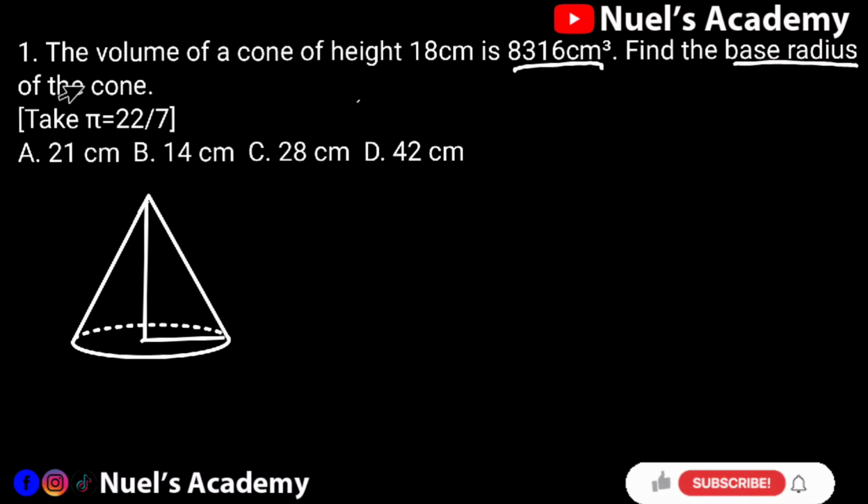So in this question, the volume of a cone of height 18 cm is 8,316 cm cubed. Find the base radius of the cone. Take pi as 22/7. And then these are the options that were given.